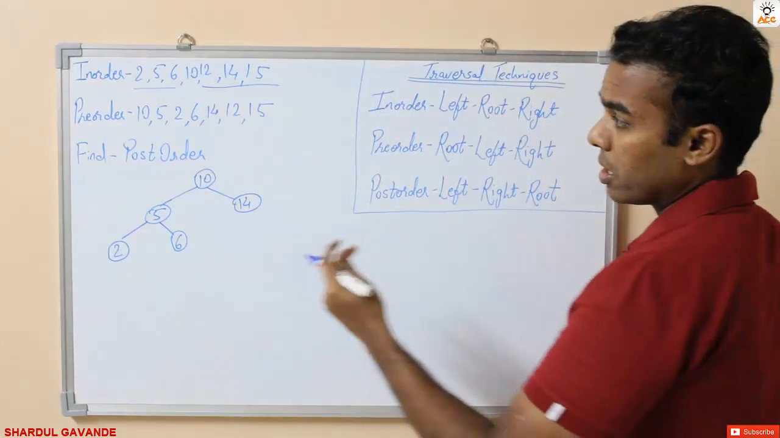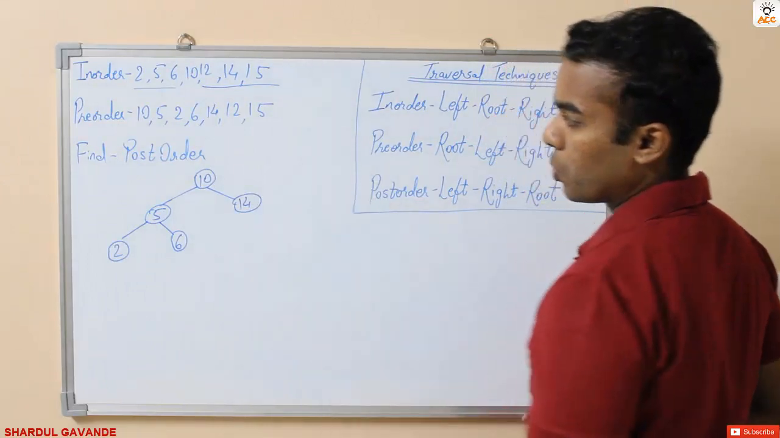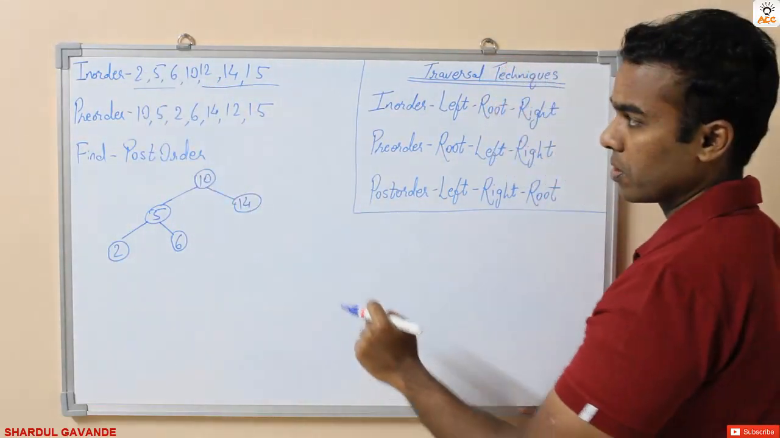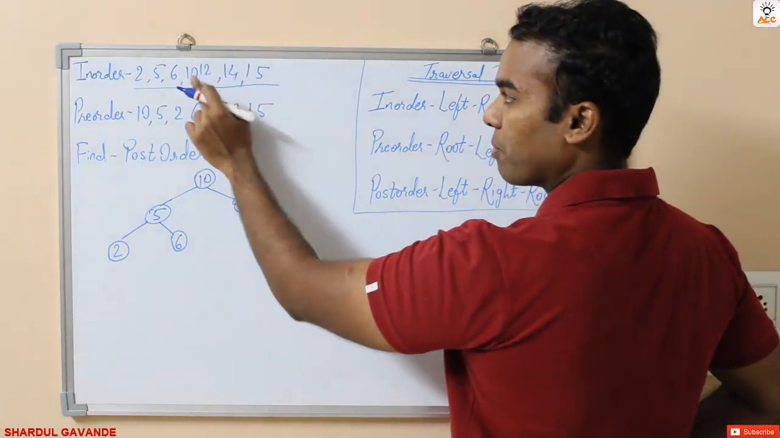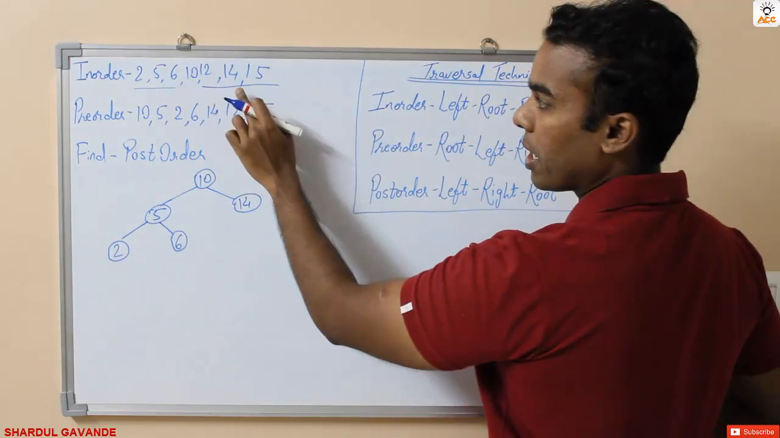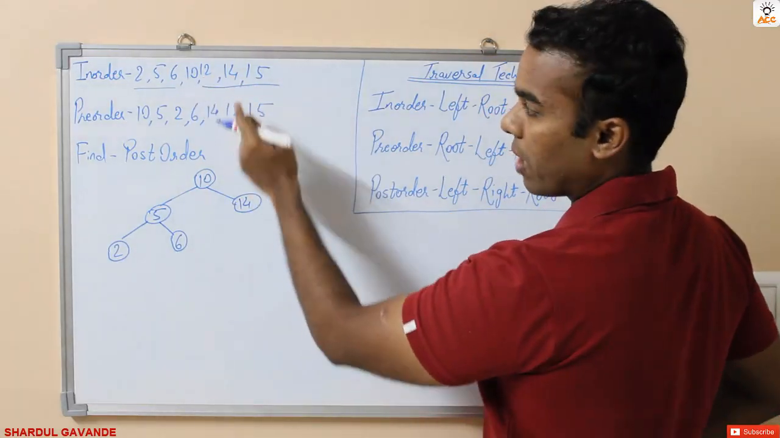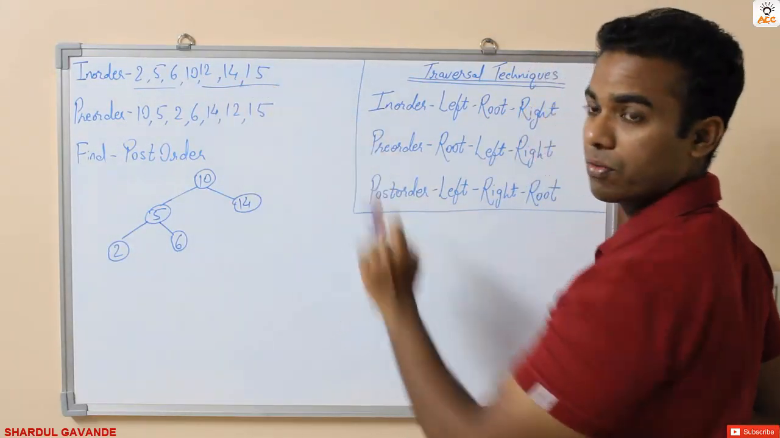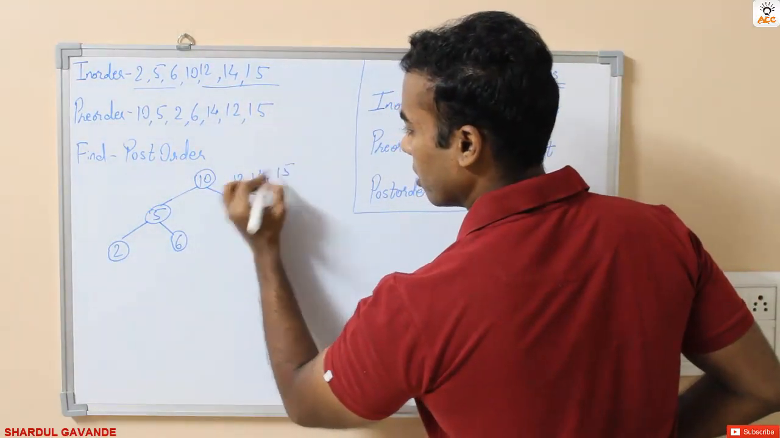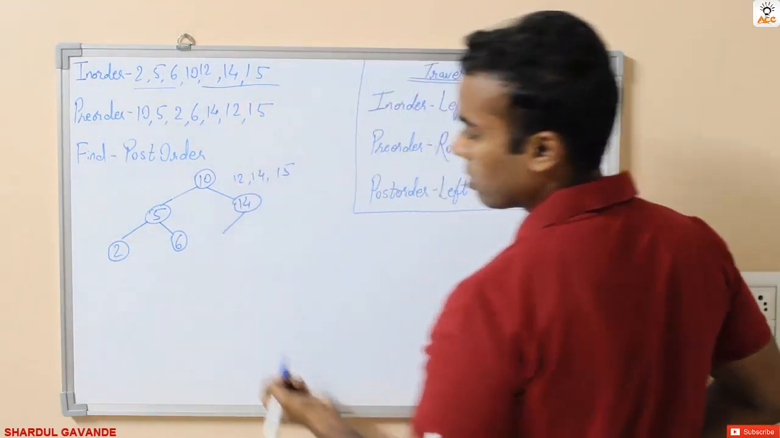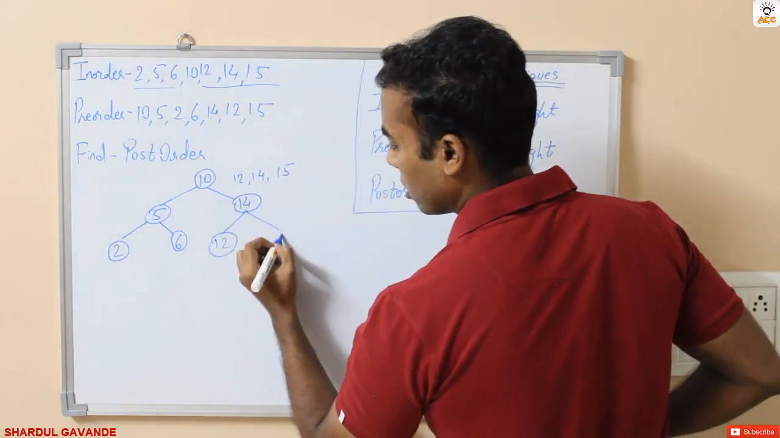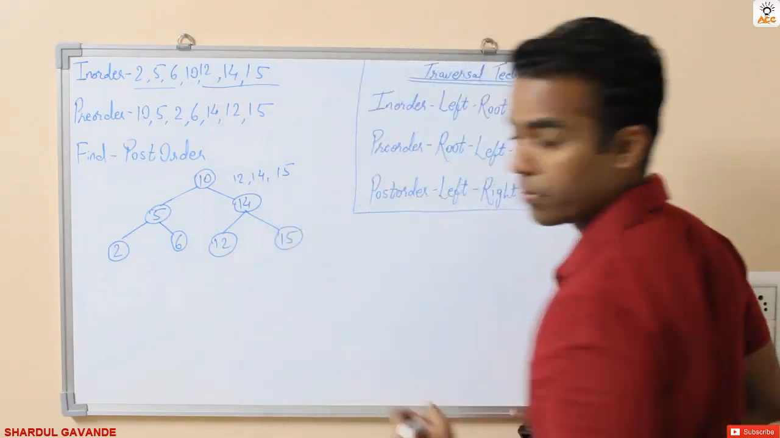Okay. Next after 14 I have what? 12. So check 12 in the in-order sequence. Before 14 I have the value 12. To the left of my 14 I have 12, and to the right of my 14 I have 15. We were having values 12, 14 and 15. So to the left the value would be 12, and to the right the value would be 15.